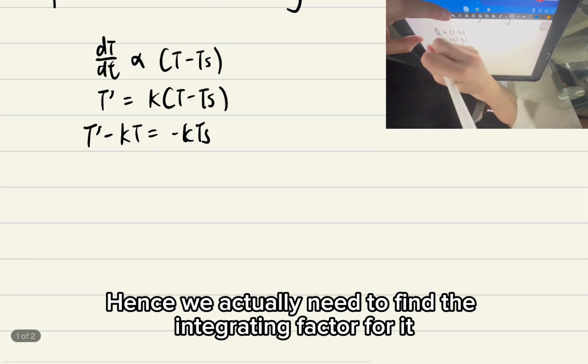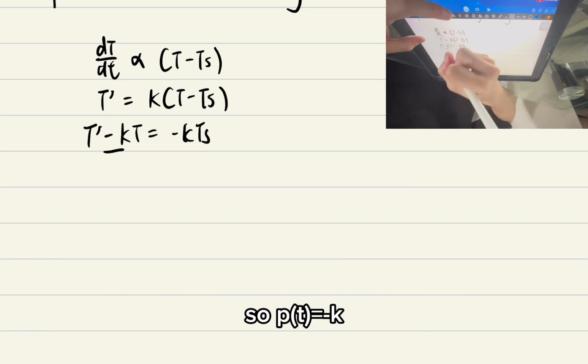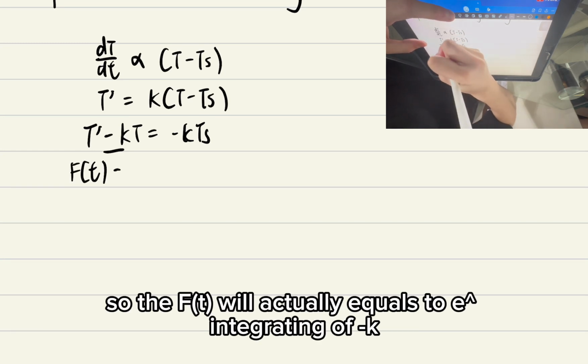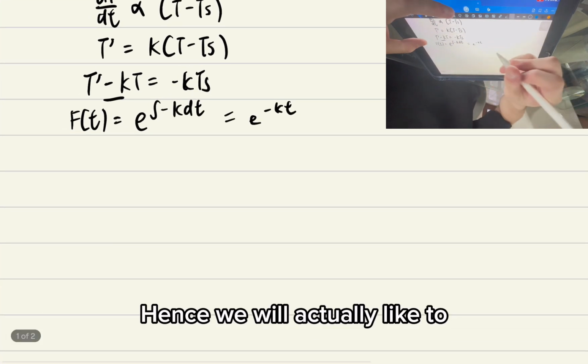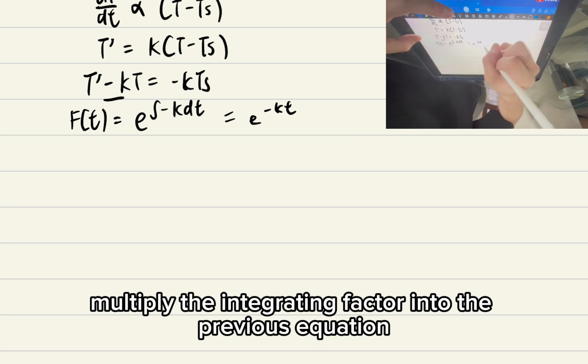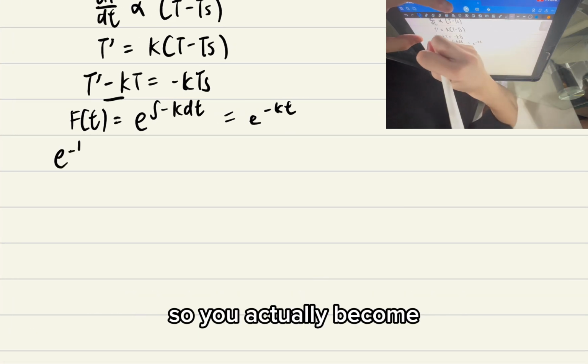Hence, we will need to find the integrating factor for it. So P becomes negative K. So F of t equals e to the power of the integral of negative K with respect to t, which equals e to the power of negative kt. Hence, we multiply the integrating factor into the previous equation.